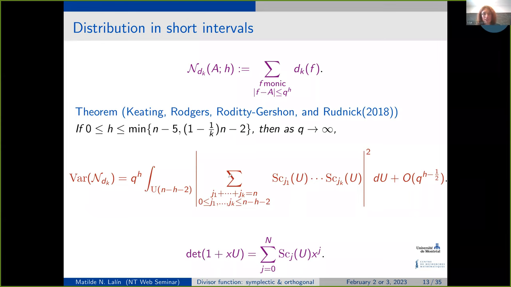The result is that the variance can be written as an integral over the group of unitary matrices with respect to the Haar measure. The integral is of this sum of products of what are called the secular coefficients. These are just the coefficients of a certain way of writing the characteristic polynomial: if we take the characteristic polynomial with 1 plus xU, those are the coefficients. Then we take the sum over some homogeneous weight n, take the absolute value squared of the sum, and integrate that, times q to the h, the size of the interval.